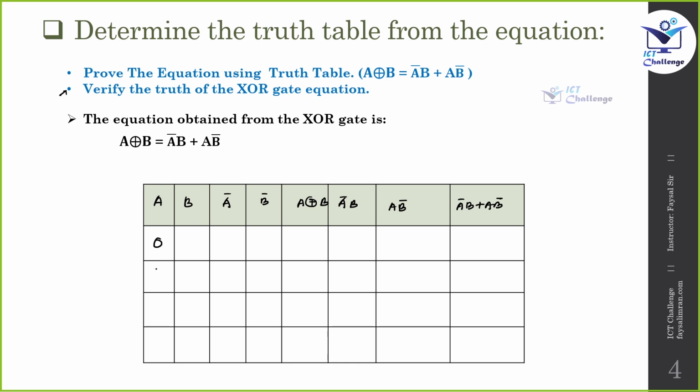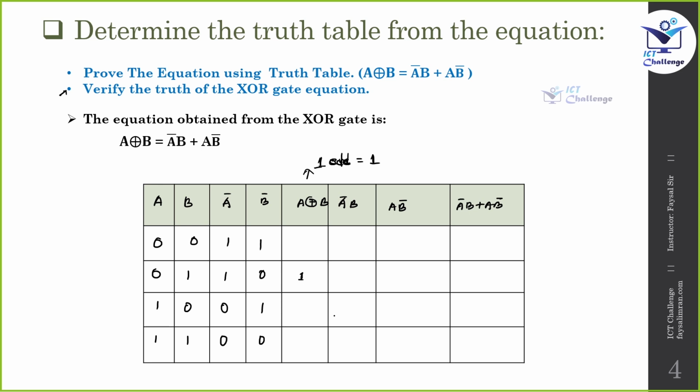Now the values should be 0 0 1 1 for a and 0 1 0 1 for b. So the result for a bar is 1 1 0 0, and for b bar it is 1 0 1 0, because it is the opposite value of b. Now a XOR b, we already learned a theorem. If you can remember, if we have an odd number of 1s, the result is 1, right? So here for a XOR b, where we don't get any 1, the result is 0. Here we get a 1, that means the result is 1.